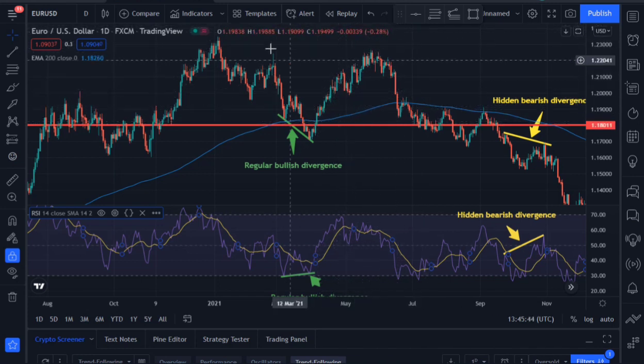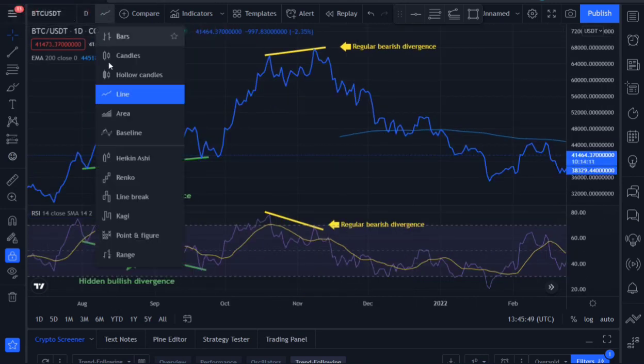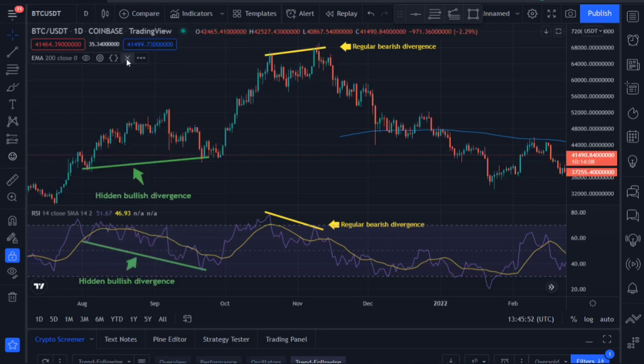For you to go short, let me just show you real quick. Let's change this from a line to a candlestick chart. If you want to go short on a regular bearish divergence, you have to wait for the RSI to be in the overbought region. This is the overbought region for the oscillator. After confirming that, you have to wait for this RSI line to cross downward below this yellow line inside the RSI region. After crossing, that is one of the signals you have to wait for.